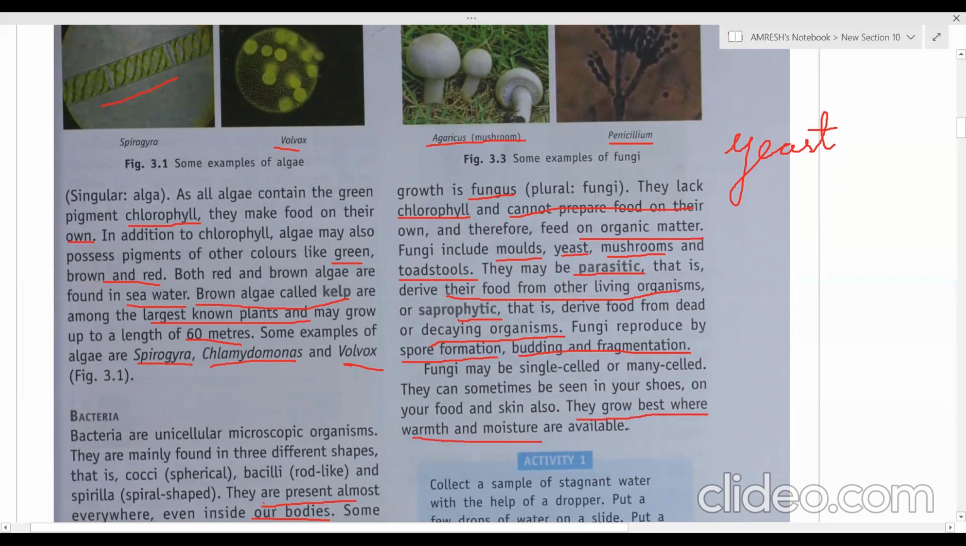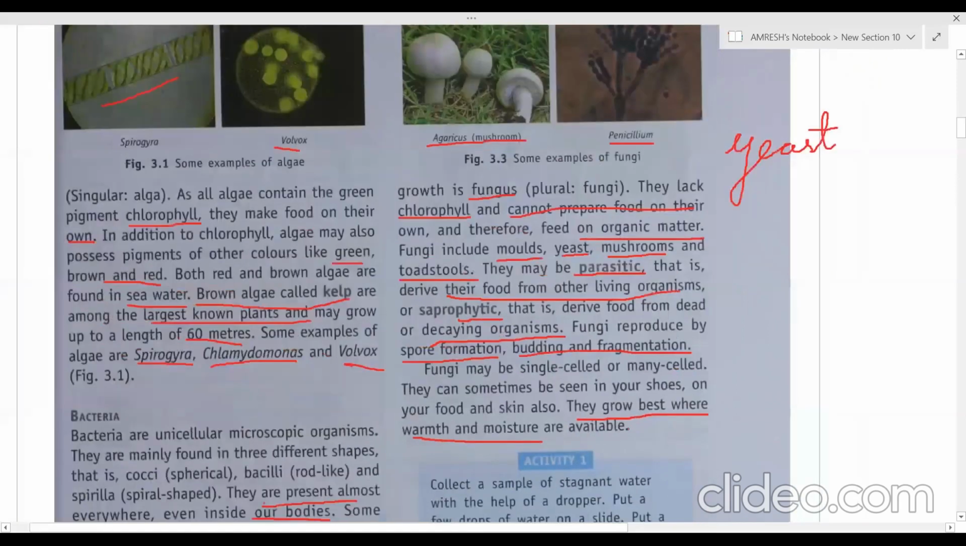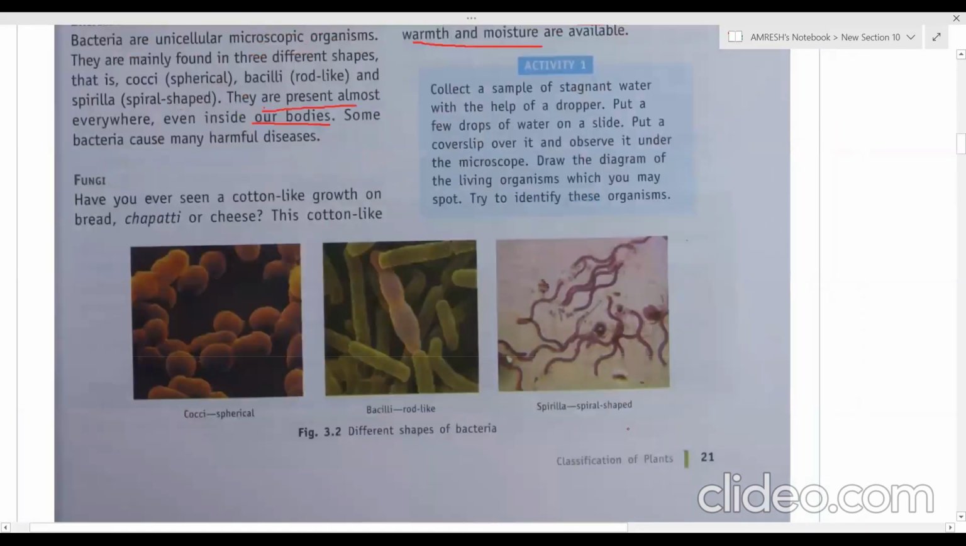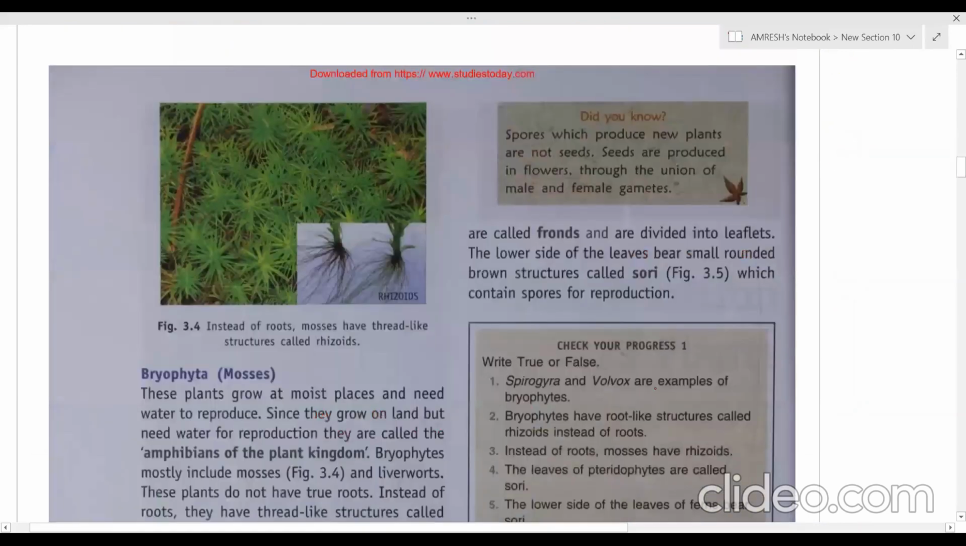They grow best in warm and moist places. Also in your food and skin they can grow. Sometimes you feel itching; the itching is basically because of fungi. Here you see different shapes of bacteria: cocci, bacilli, and spiral. These are the shapes of bacteria you can see here in the picture.